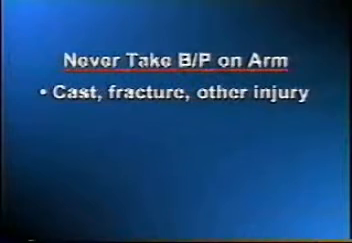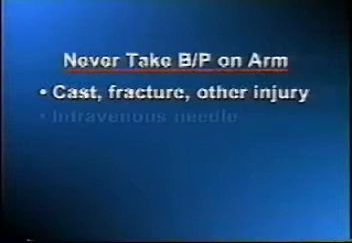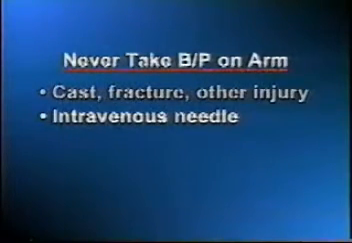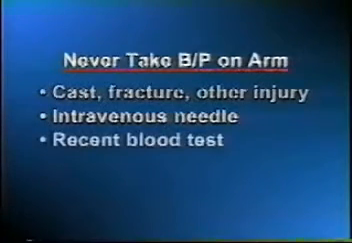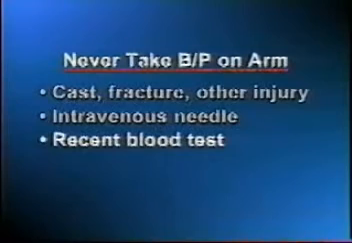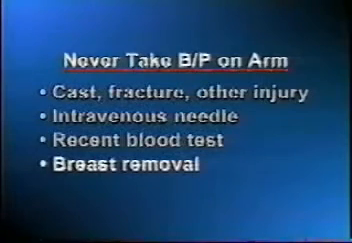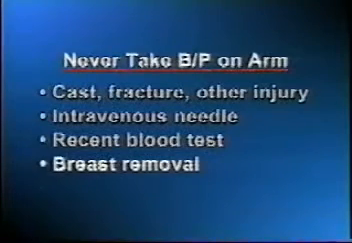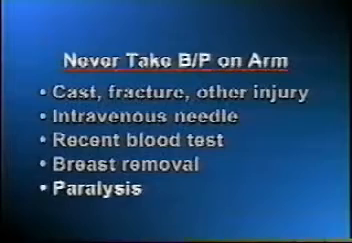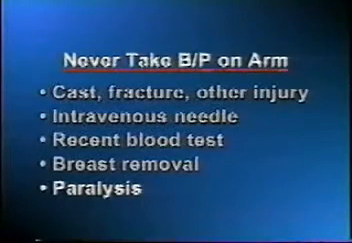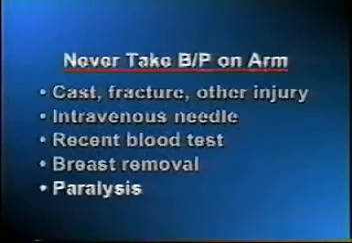Never measure blood pressure on a person's arm that has a cast, fracture, burn, or any other kind of injury. Also, it's important never to measure blood pressure on an arm where there might be an intravenous needle in it. Never measure a blood pressure on an arm that has had a recent blood test drawn. Also, if a person has had a breast removed, do not take the blood pressure on the side where that breast has been removed. And the last would be if a person has been paralyzed on one side due to a stroke or other neurological problem, do not take a blood pressure on that arm as well.